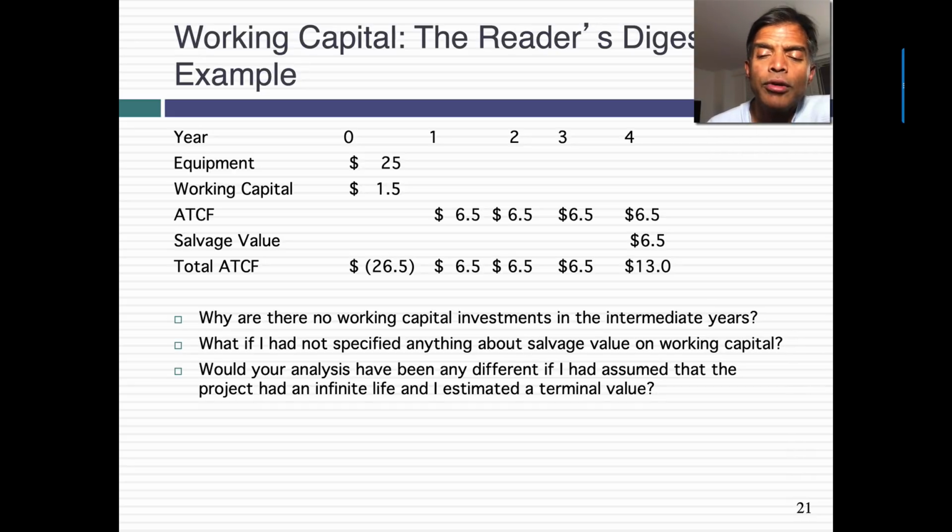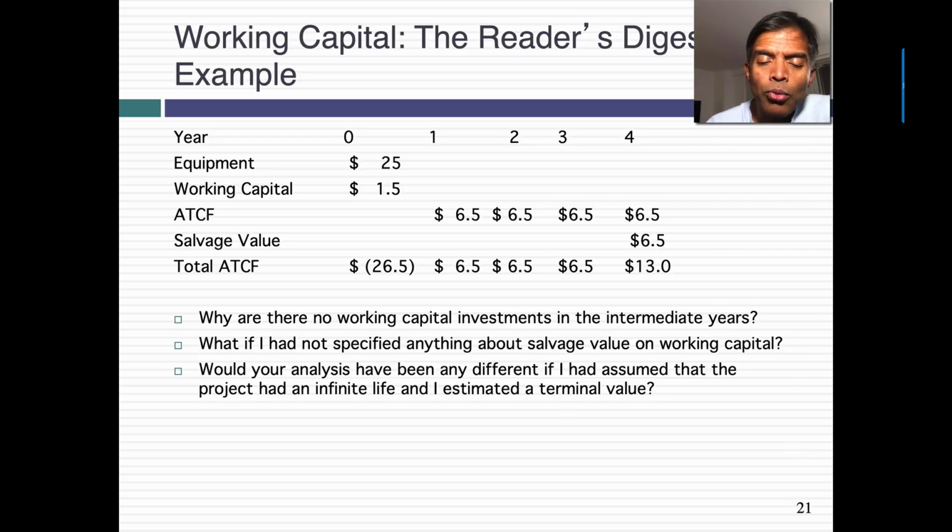And then you get to the end of year 4. If you look at my salvage value, it's 6.5 million. It's composed of two pieces. One is the 5 million that you got as your salvage on the initial investment. The other is the 1.5 million in working capital that you're collecting.